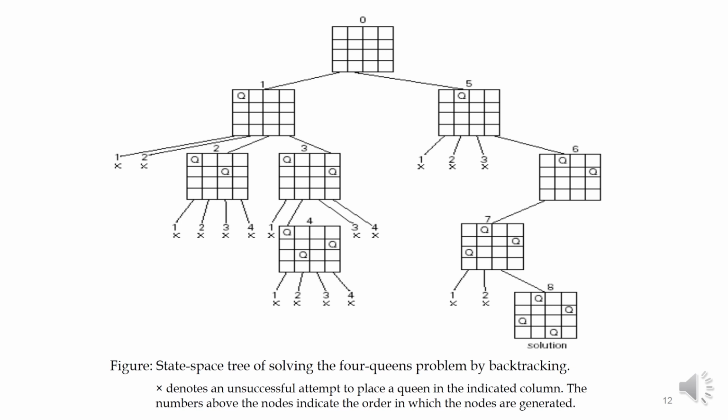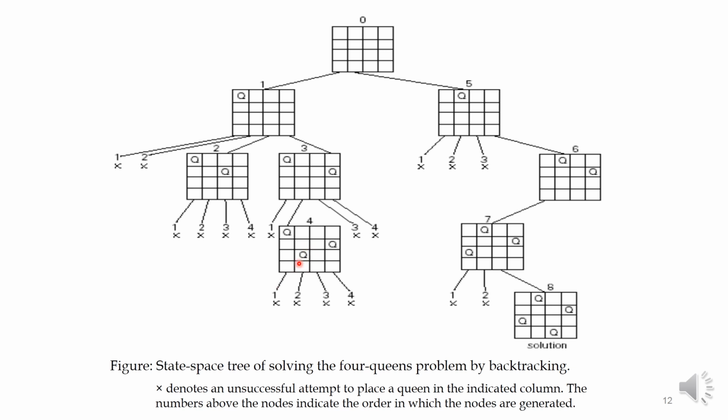Now I have to keep the third coin on the chessboard, but there is no possibility for the third coin. So this is the dead end. So I go for the next alternative. I keep the second coin in the fourth column. If I keep it here, I am able to keep the third coin here.